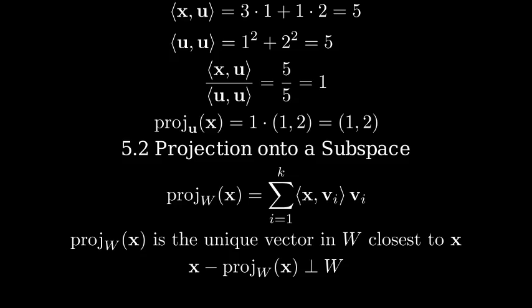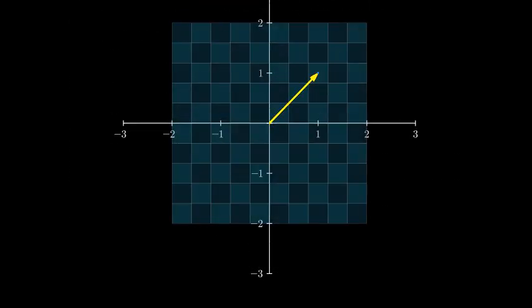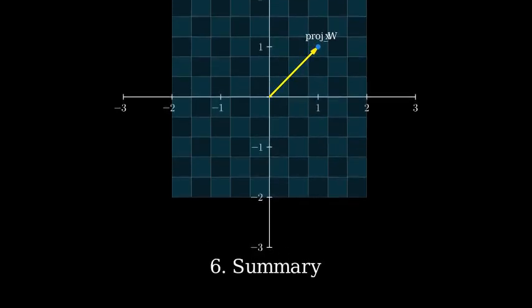Let's visualize the projection onto a subspace in R3. Here, we have a plane as our subspace W, and a vector x in 3D space. The projection of x onto W is the point on the plane closest to x, and the error vector is perpendicular to the plane. Let's summarize what we've learned.